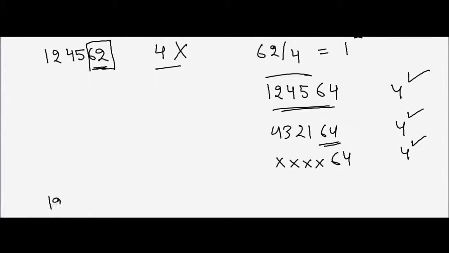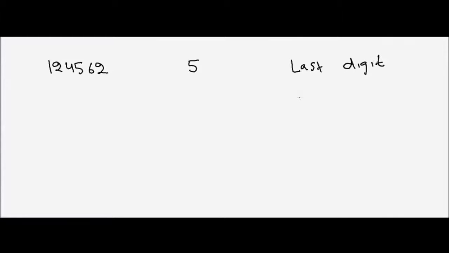So 124562. Is this number divisible by 5? No, because for it to be divisible by 5, the last digit should be either 5 or 0. In this case it's not, so it is not divisible by 5.